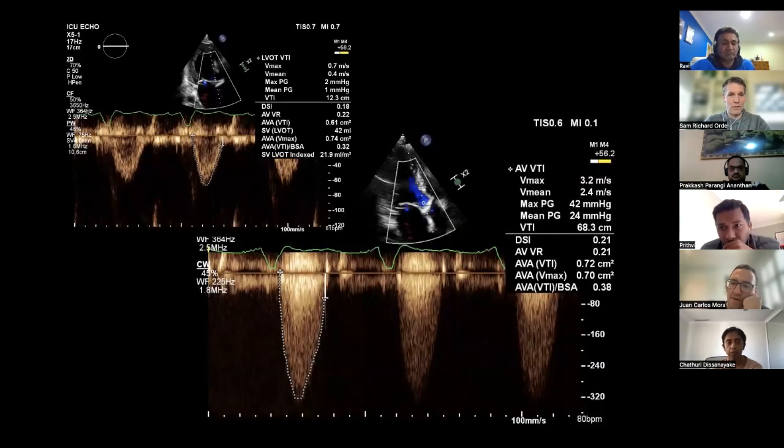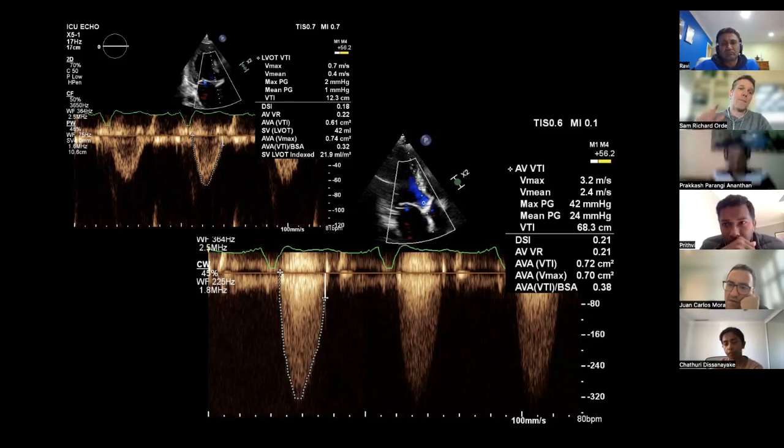And then you've got all this beautifully. Low stroke volume, low DSI, mean gradient is suggesting it's moderately impaired. And of course it's not, it's severely impaired based on the 2D features and the DSI. And we've got low flow, low gradient aortic stenosis. And then you had a brain fart and told me that he needed an exercise stress test. And of course he's having one.